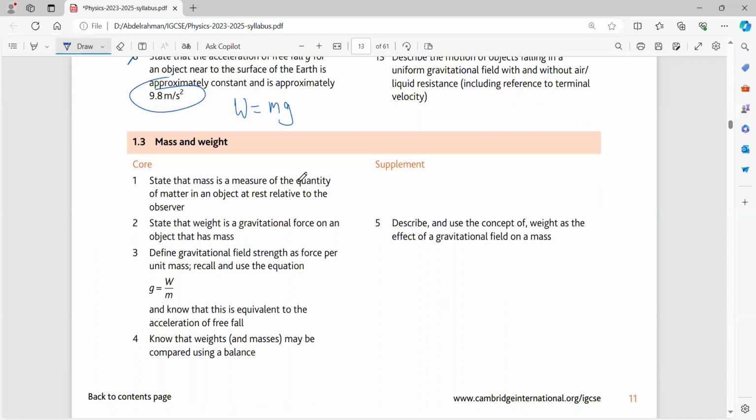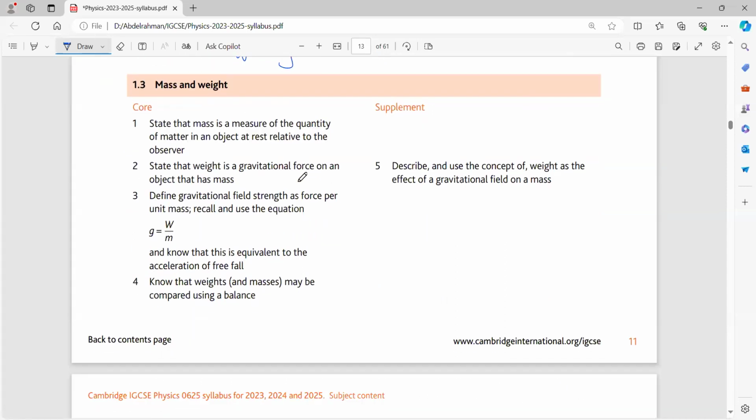And then we discussed mass and weight, and the difference between the mass and weight. State that the mass is the amount of matter. State that the weight is a gravitational force. Okay, it's a force. The difference between mass and weight is that the weight is a force, mass is the amount of matter. The mass usually doesn't change, but the weight could change if the gravitational attraction changed.